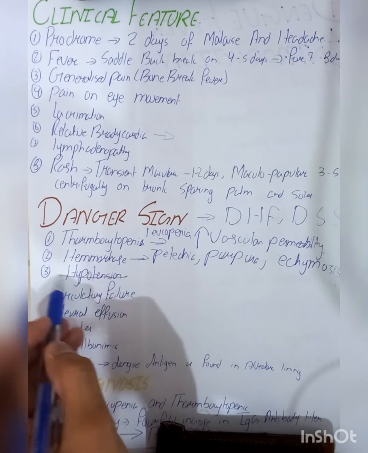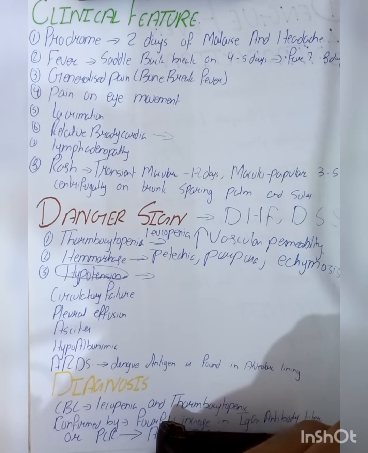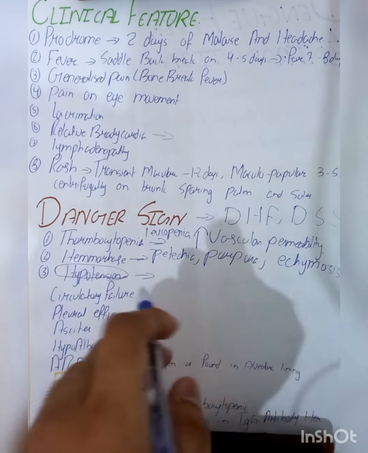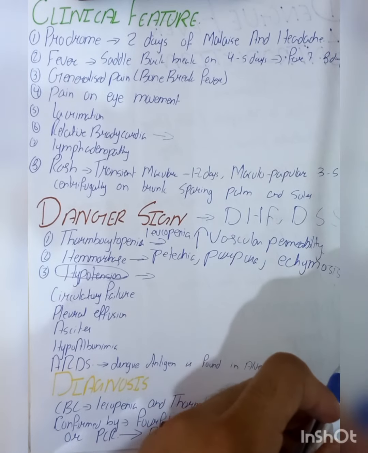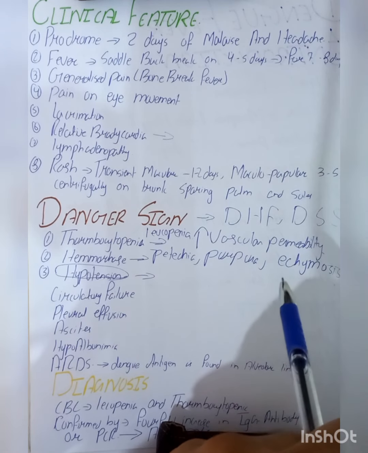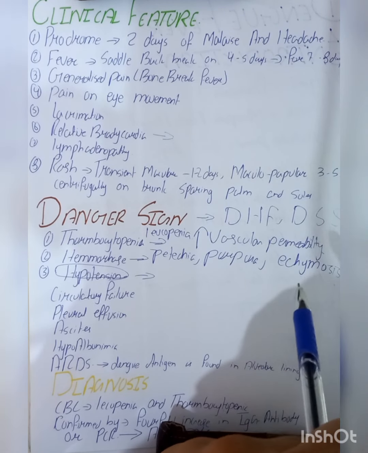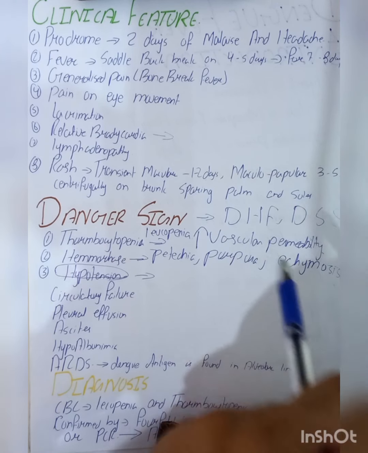Why is there hypotension? Because there is increased permeability of the vessels, leading to leakage from the vessels into the interstitial space, which leads to hypotension. There is a circulatory failure. Why is there circulatory failure? Because of the hypotension, circulatory failure occurs, and the brain does not get enough blood for its perfusion.